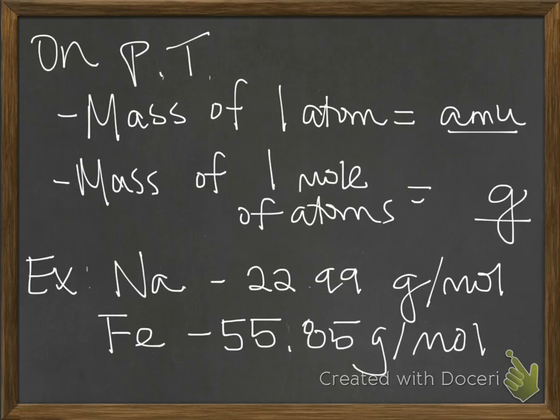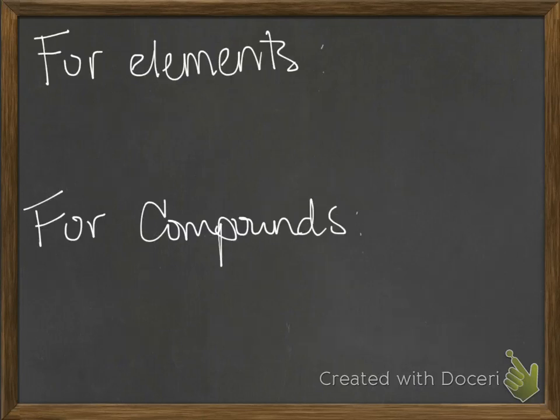We don't have to multiply it by 1 mole, by 6.02 times 10 to the 23rd, because that has been done for us already. So we can just trust that those numbers are the same, and they're going to be useful for us. So again, if I look at sodium's molar mass, sodium is 22.99 grams per mole, and iron is 55.85 grams per mole.